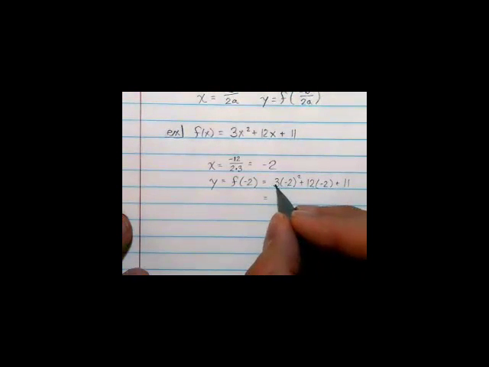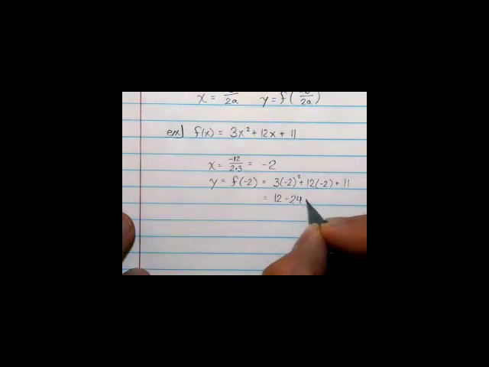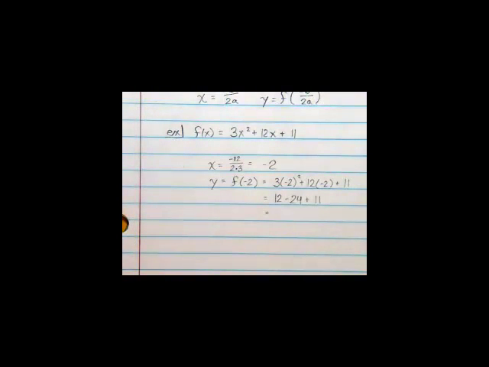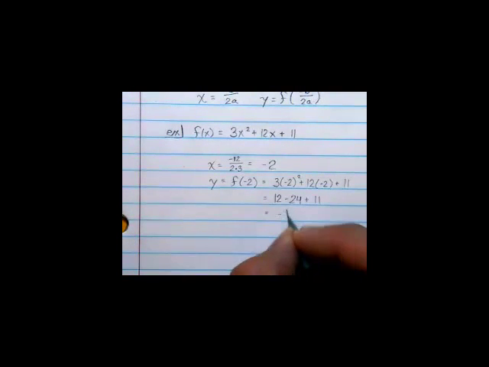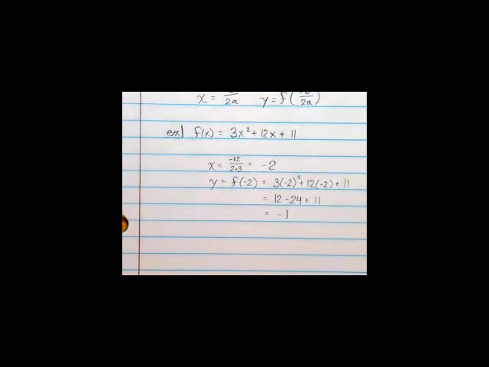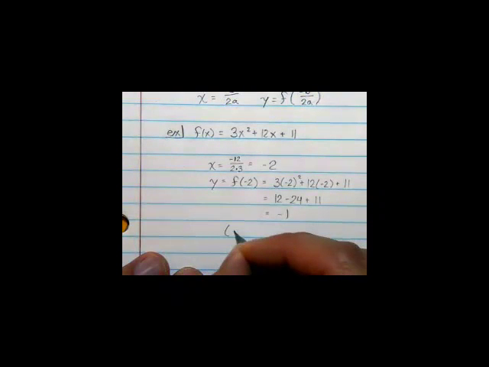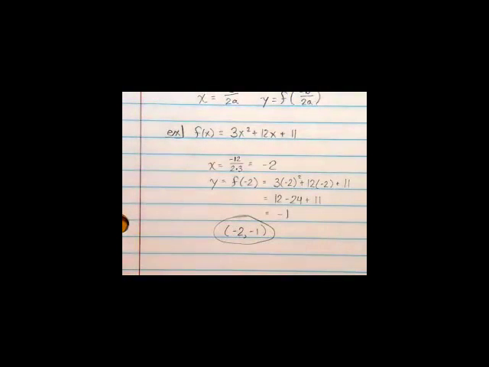And this is going to be 3 times 4, that's 12, minus 24, plus 11. So that would be negative 12 plus 11, negative 1. And look at that. X is negative 2, y is negative 1. So our vertex is the point negative 2, negative 1, just like we found before. Okay? So, like I said, if the only goal of the problem is to find the vertex, then there you go.